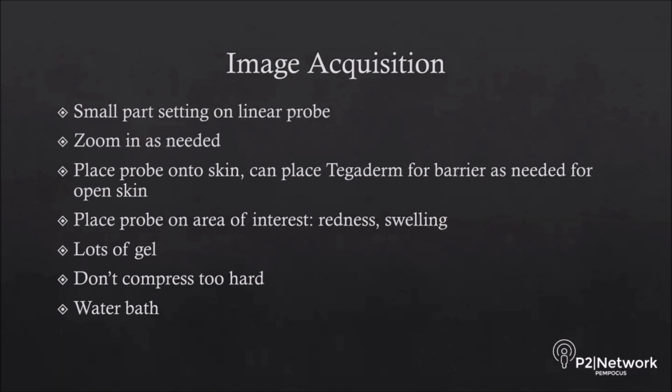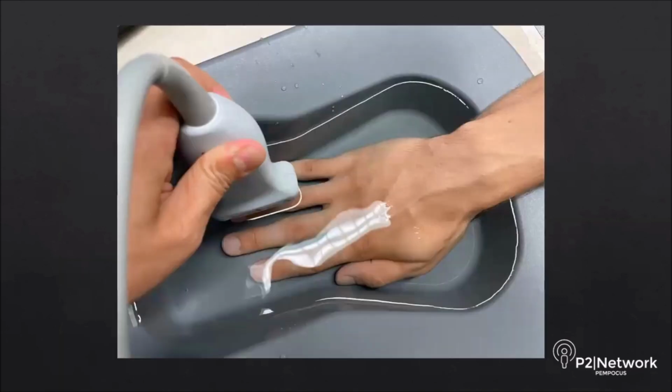Another way to achieve this is to use the water bath. Using the water bath, the probe actually does not touch the patient, but it uses the water to conduct the sound wave so that you can avoid touching the patient in case they're in pain, and also acquire a better image because you're not pressing down on the patient's skin.